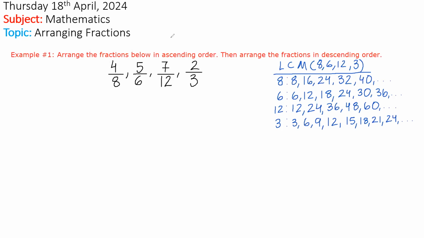Yes, sir, Mr. Petit. So we have 8. We list the multiples of 8, of 6, of 12, and of 3. Okay, good. So what is the lowest common multiple? 24, because 24 is in 8, 24 is in 6, 24 is in 12, and 24 is in 3.